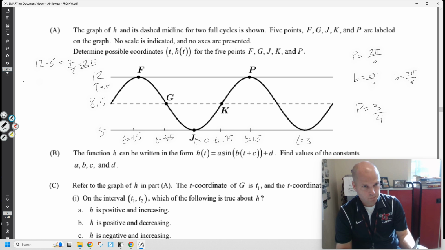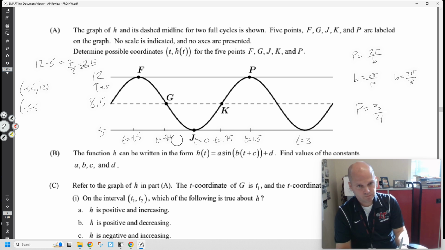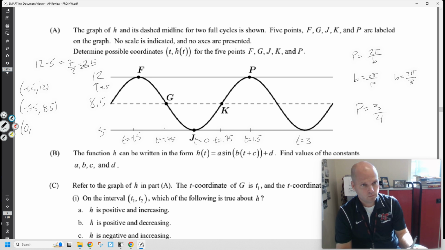Anyways, let's just write down the points. Negative 1.5 comma 12. Negative 0.75, not 7.5, 8.5. 0, 5. 0.75, 8.5. 1.5, 12.